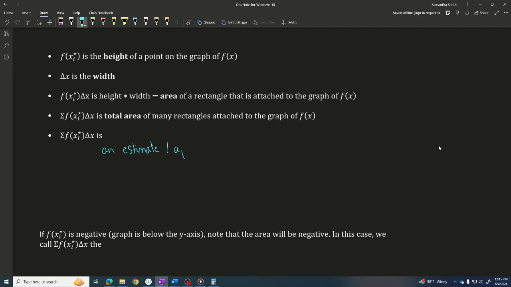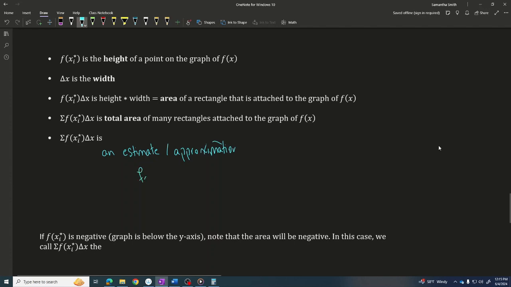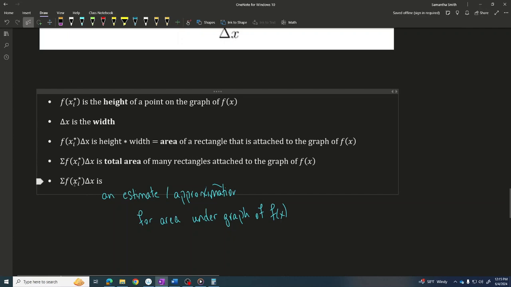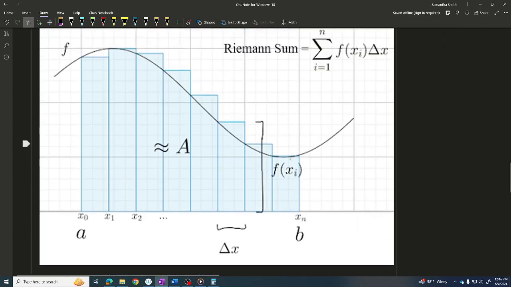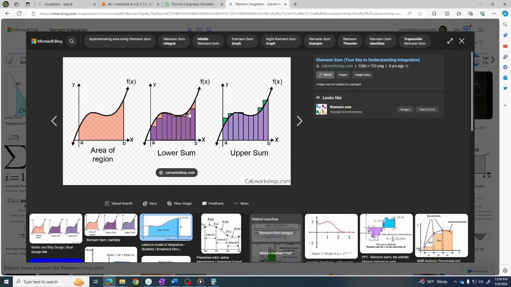And this total combined area represents an estimate, an approximation for the area that's underneath the graph of f of x. The Riemann sum is an estimate for the area that's underneath the graph of your function.